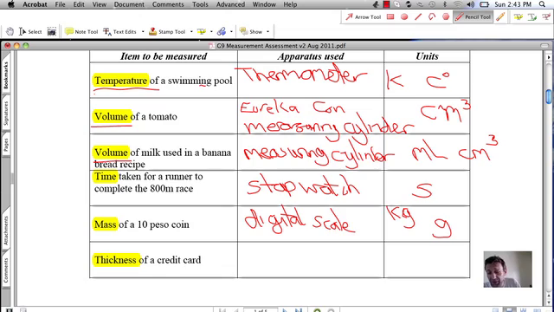Thickness of a credit card. Well, it's less than a millimetre or around a millimetre, so a millimetre ruler is not really going to measure precisely enough. So we want to use something called a vernier caliper.